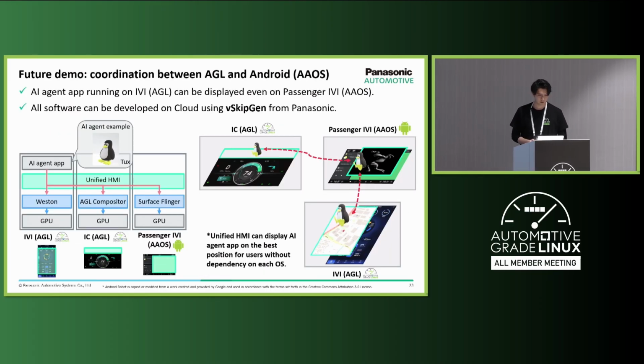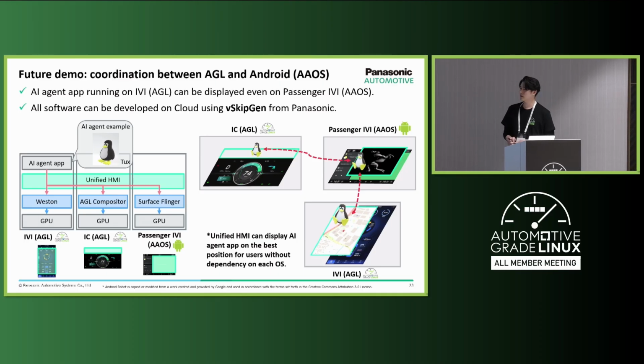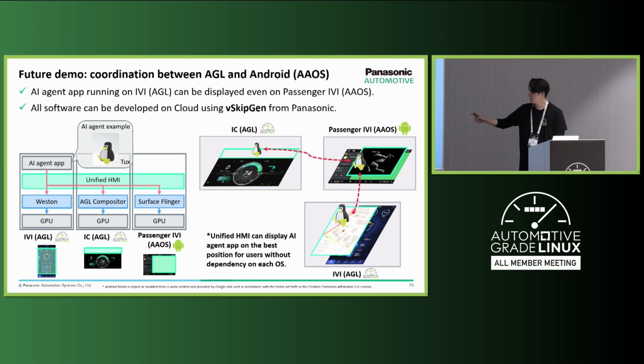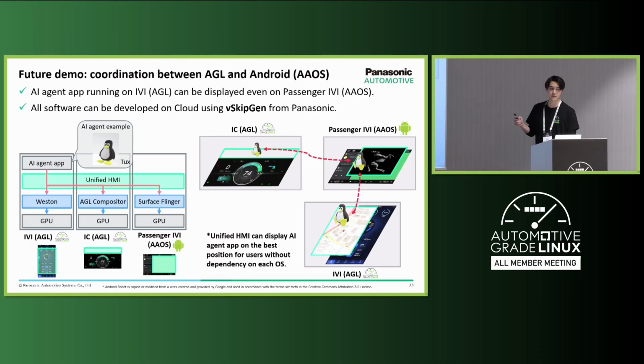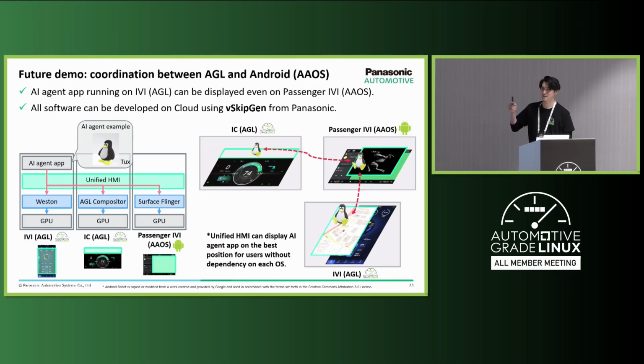Okay, in this demonstration, I will show you the future demonstration at Open Source Summit Japan. In this demonstration, there are three systems: AGL IVI, AGL IC, and Android Passenger IVI. AGL is running the AI agent applications, for example, a Linux penguin named Tux is running on the AGL IVI. And its application can display AI connected to the navigation Navi applications, and it can introduce the way to the next way.